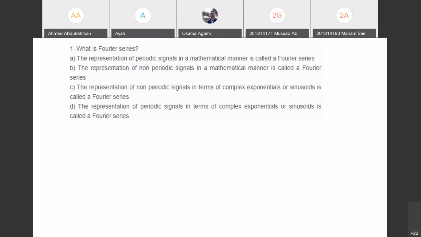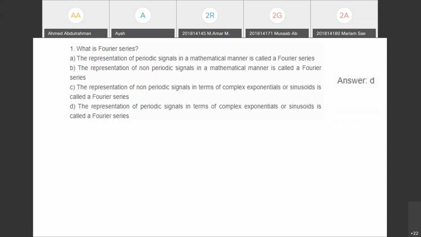Okay, but in A, he doesn't say it is sinusoid or complex exponential, because you have real Fourier series and complex Fourier series, right? Yes, it's D, doctor. In the real, you have sine and cosine, which is called sinusoid, right? And in the complex, you have exponential. So the right answer will be what? D. Because in A, he didn't mention you have sine and cosine or you have exponential complex.